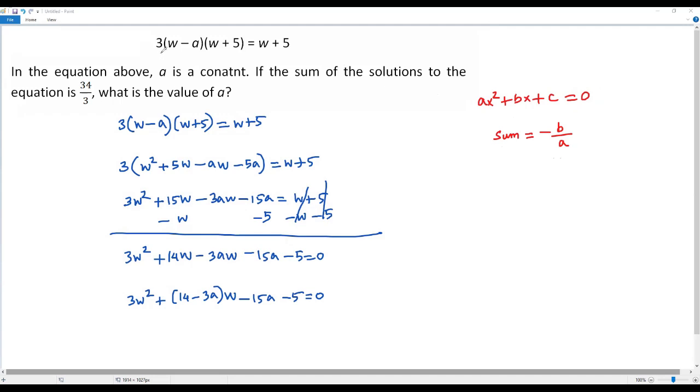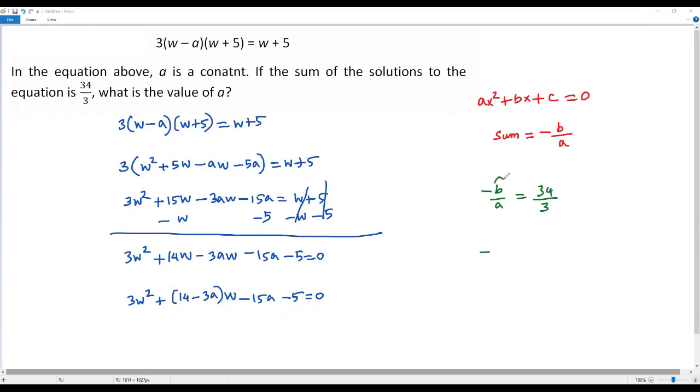Okay, here the given equation has been simplified to a quadratic equation, and since this is a quadratic equation in the variable w, it has two solutions, the maximum number of solutions, and the sum of those two solutions is 34/3. We can use this formula in our quadratic equation. So that is −b/a. This gives the sum of the two solutions of this quadratic equation, and we have that value 34/3. So −b/a = 34/3.